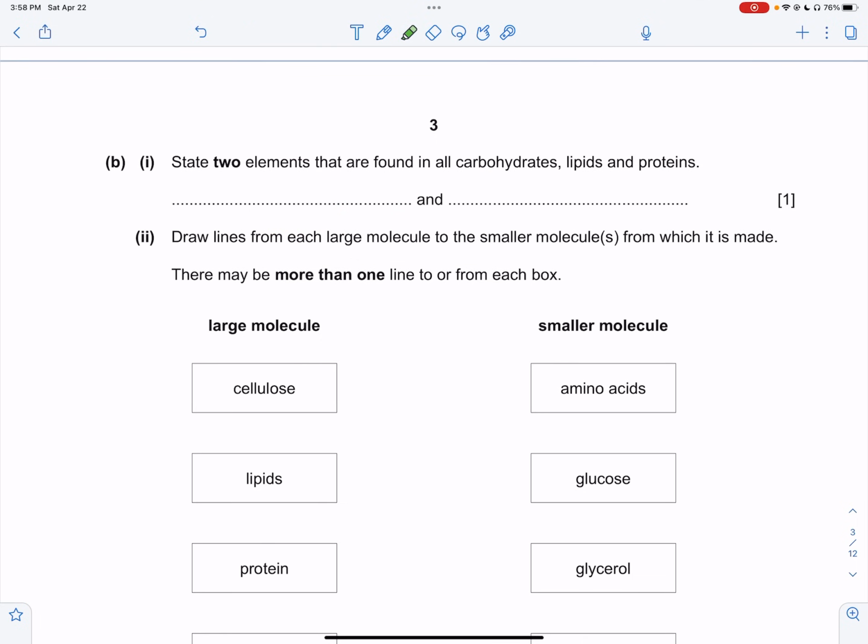State 2 elements that are found in all carbohydrates, lipids, and proteins. So we're looking for the ones that they have in common. First of all, an easy one, they all have carbon. Here's CHO, a little bit of O, CHONS. So they all have carbon in common, and that's why it's like a molecule for life.